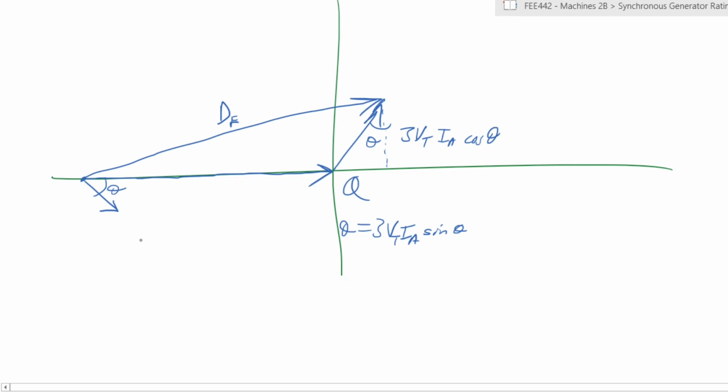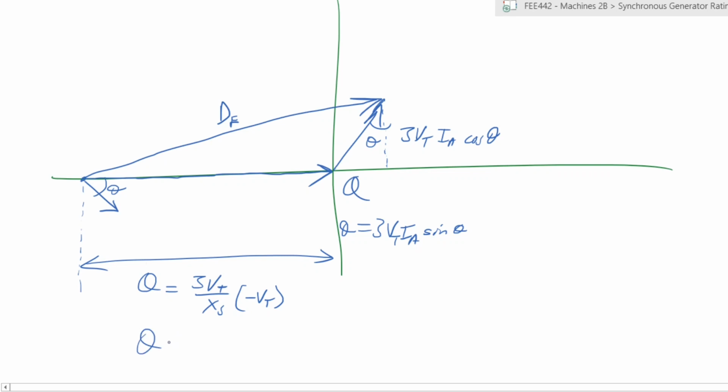With the conversions, we can then state that at this point, this particular vector VT would be equal to Q in VT XS into negative VT, because this is the factor that we use to convert those voltage current phasor diagram into a power diagram. So that means Q is equal to negative 3VT squared over XS.